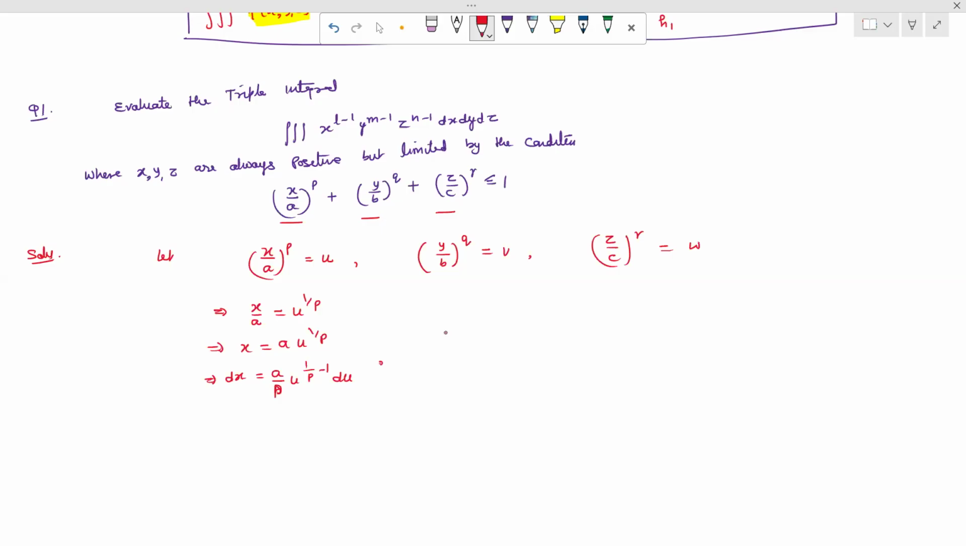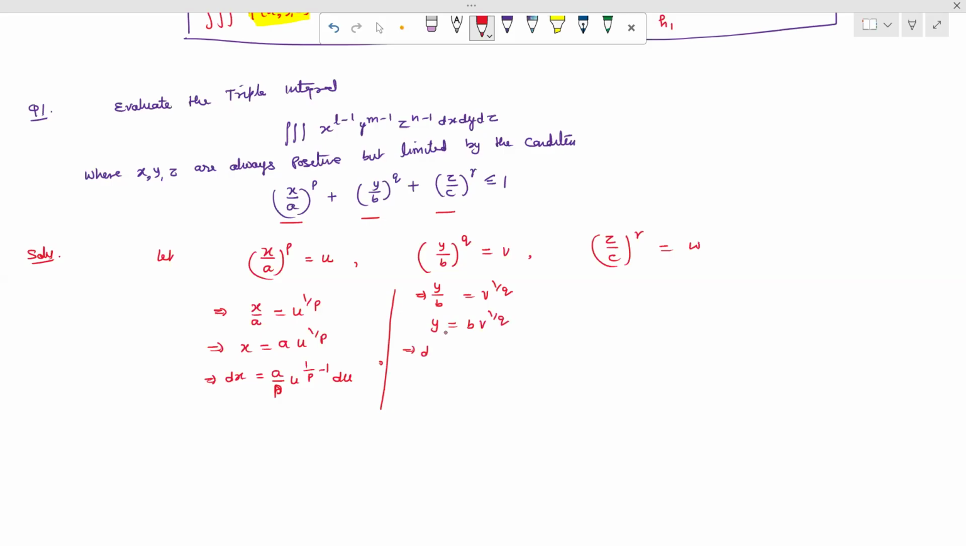Okay, so now similarly, we solve for y, the second term. This can be written as y upon b is equal to v raised to the power 1 upon q. So y will become, from here, b into v raised to the power of 1 upon q.